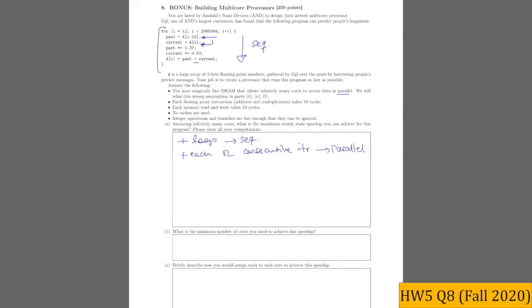And the reason is because of the data dependency that exists between the first and 13th iteration. Therefore, we need to use Amdahl's law in order to find out what we can achieve by parallelism.